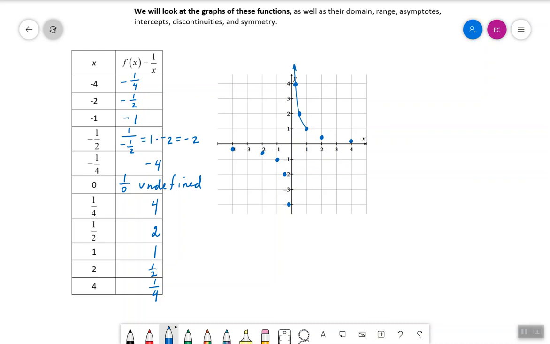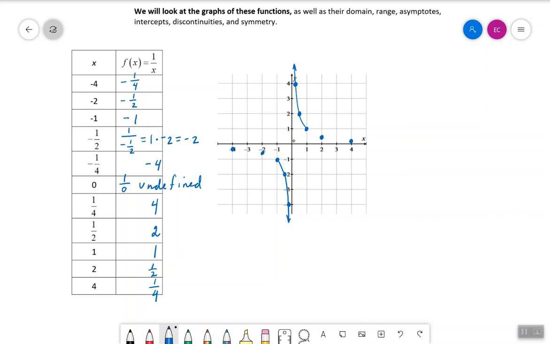Well, if we think about it, it shoots up on the right side and it shoots down on the left side. How do we know this? Well, we could plot more points. We could think, what if x is 1/10? That's really close to 0, just on the right of 0. If x is 1/10, then y is 10. So it's way up high on the graph.